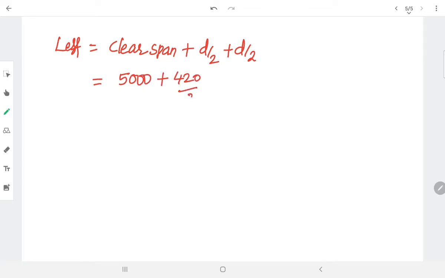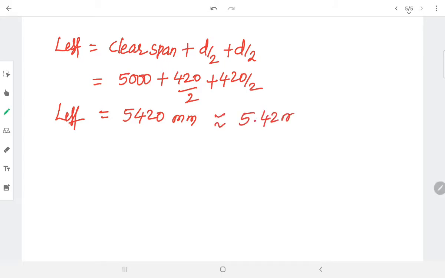So I'll be calculating L effective is equal to clear span plus d by 2 plus d by 2. So clear span is how much? 5 meter, that is 5000. Small d is 420 divided by 2 plus 420 by 2. So it is equal to 5420 mm. Okay, this is mainly done for the calculation of bending moment. This will be equal to 5.42 meter.